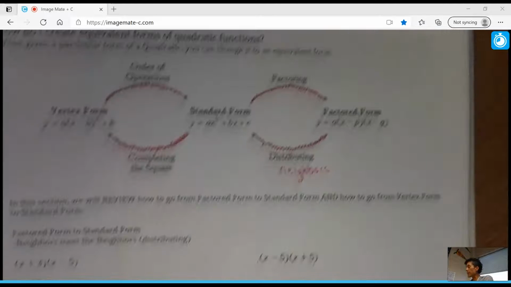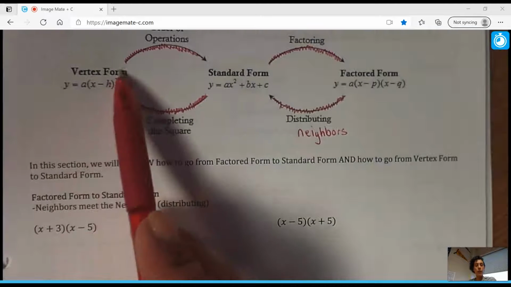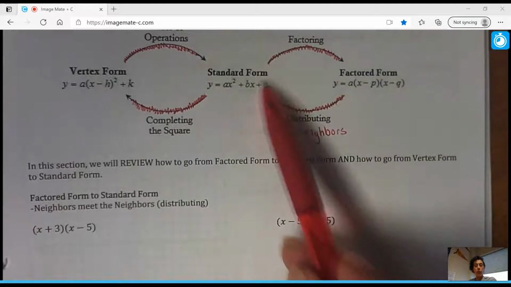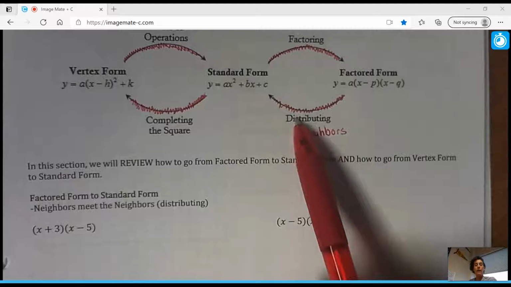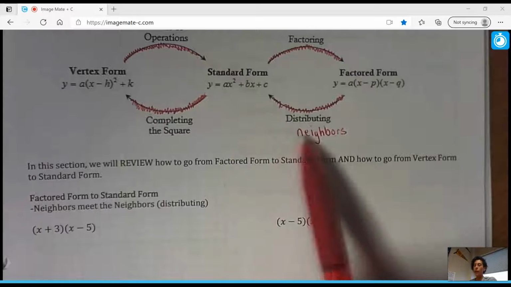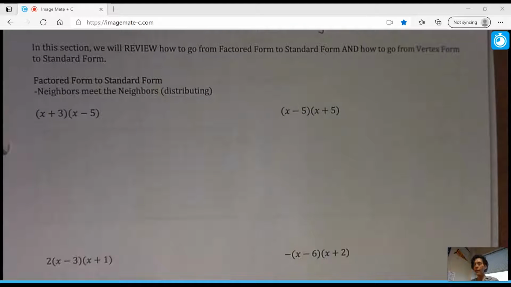So let's just review before we get into vertex form to standard form, how we go from factored form to standard form. So again, it's just distributing. Some of you might have learned a trick called FOIL, first outside, inside, last, and if you're one of my students, you know about the neighbors meet the neighbors. So we're just going to walk through a couple of these, not necessarily all of them, because you've seen this before.